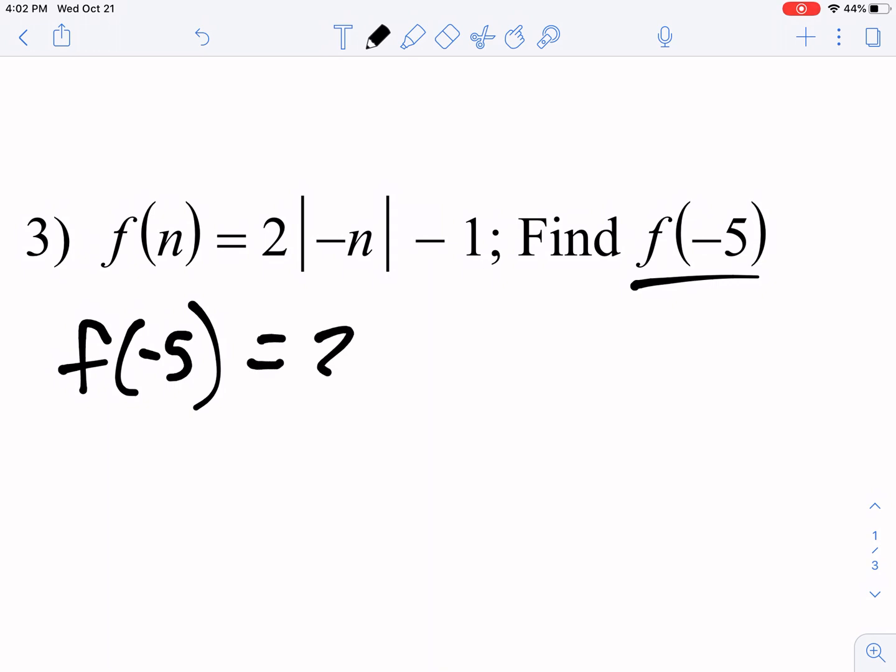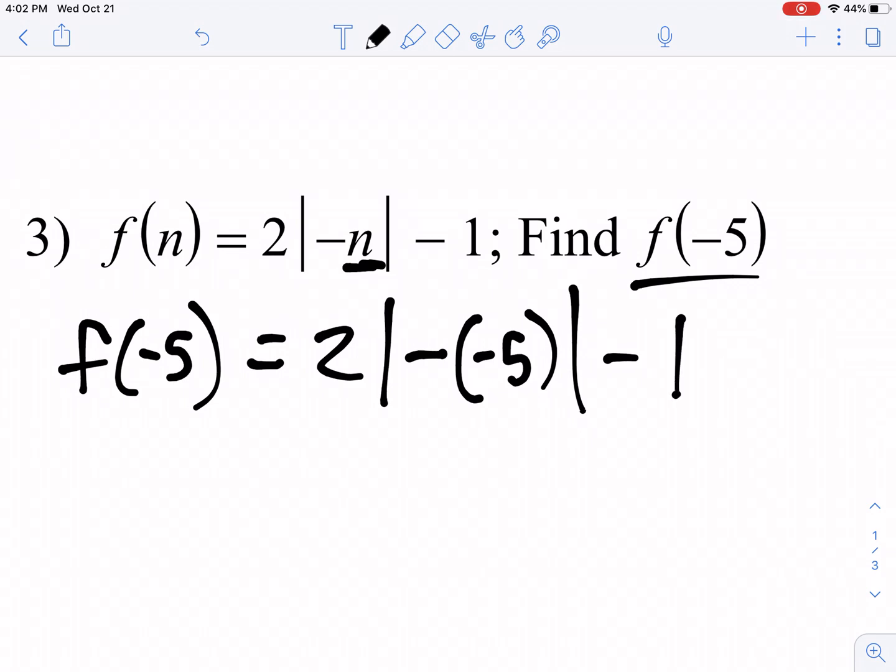Well, plugging that in, we'd have 2 times the absolute value of a negative, and this is important. Make sure you put this negative 5 in parentheses because we're plugging it in for the whole piece of n here, this whole n, okay, minus 1. Now I can go through and start to follow the order of operations. Well, remember when we deal with the order of operations, we take care of the grouping symbols first, like parentheses, and we also take care of brackets. But in this case, the absolute value would act as one of those symbols that we need to take care of. So let's take care of what's inside the absolute value function first.